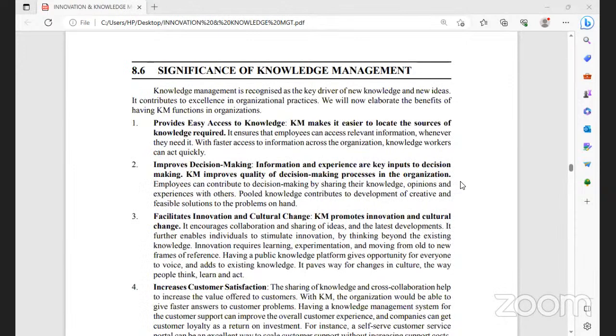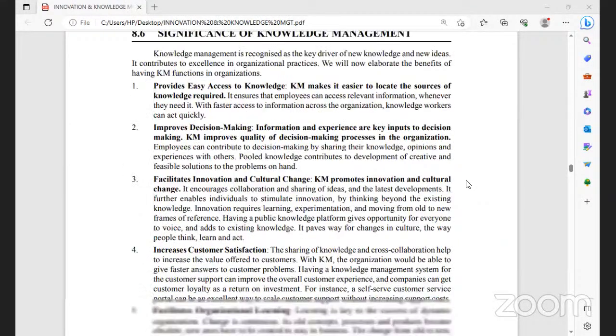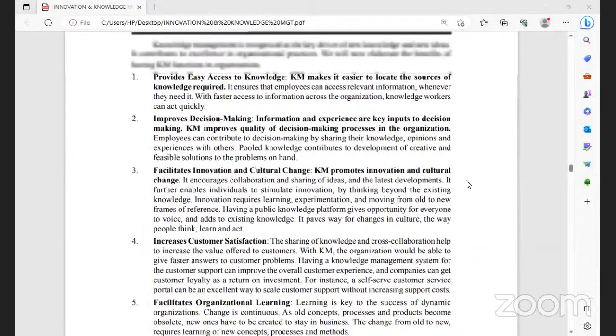Knowledge management is recognized as the key driver of new knowledge and new ideas. It contributes to excellence in organizational practices. Relating to that, it provides easy access to knowledge. Knowledge management makes it easier to locate the sources of knowledge required, improves decision making.